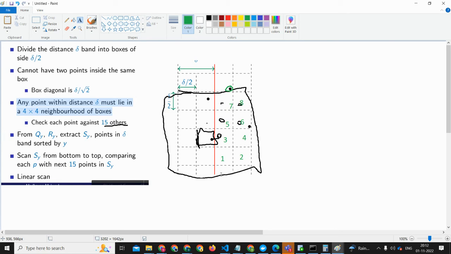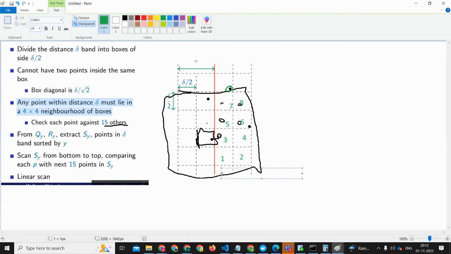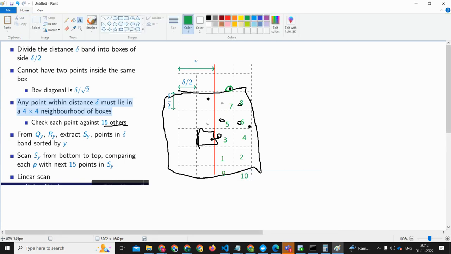Hi, Nikhil. Actually, we are searching for the points above that point only, not below. Why not below? What do you mean? The points are sorted in the y-axis, and we are starting from the base of the y-axis, and we are only searching for the points above in the total strip region.